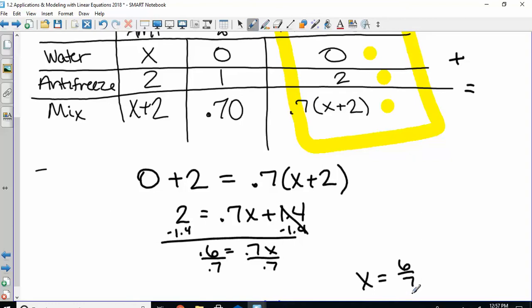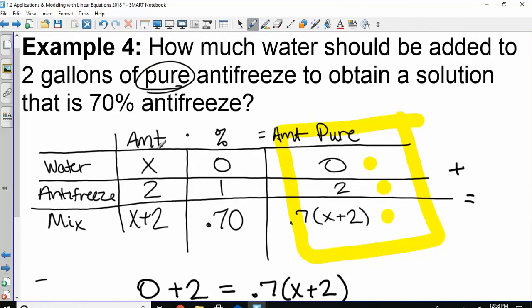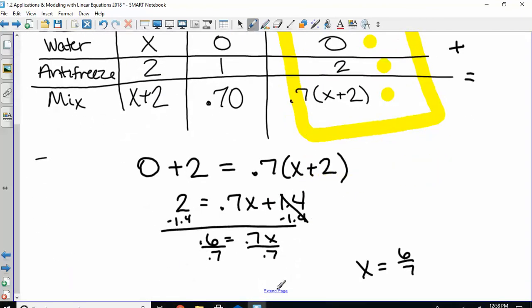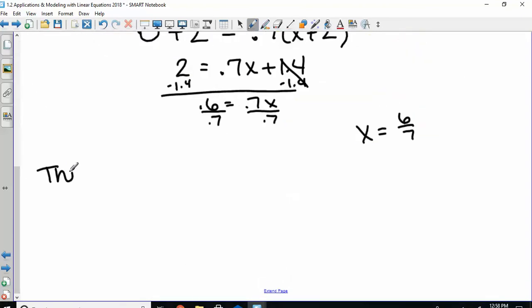If you go ahead and divide, you're going to get a nasty decimal, so I would prefer to just leave this in fraction form rather than rounding our answer. Did you guys get 6/7? So the question was, how much water? If I look, the amount of water was my X. So there must be 6/7 gallons of water.